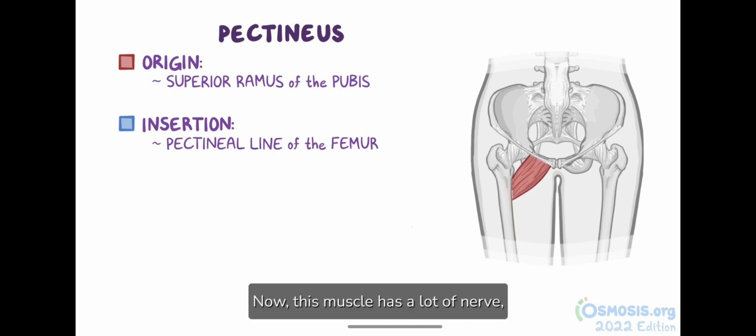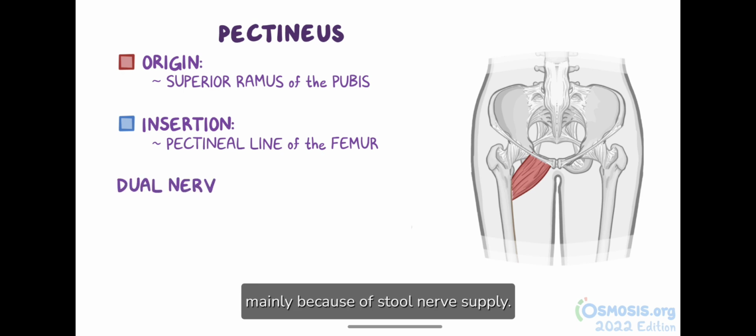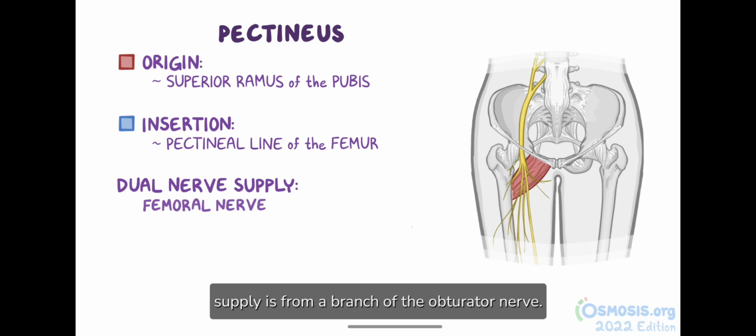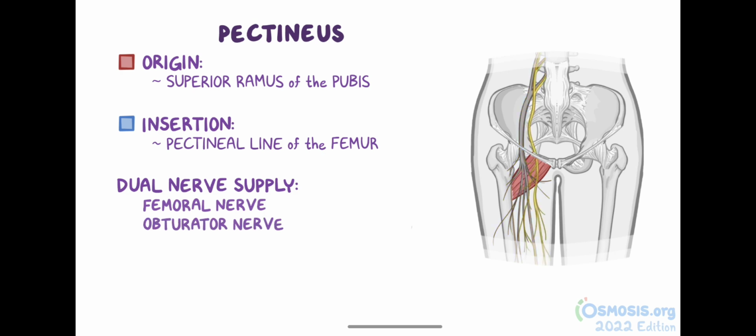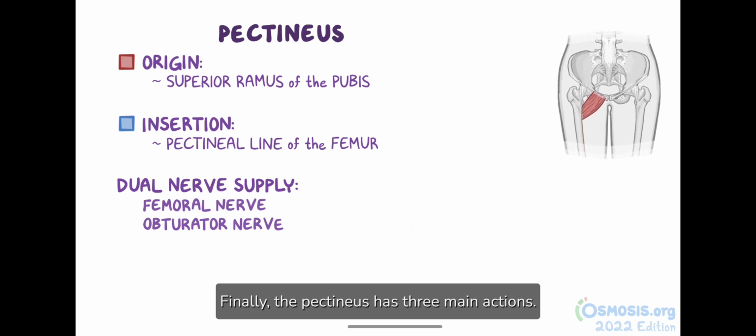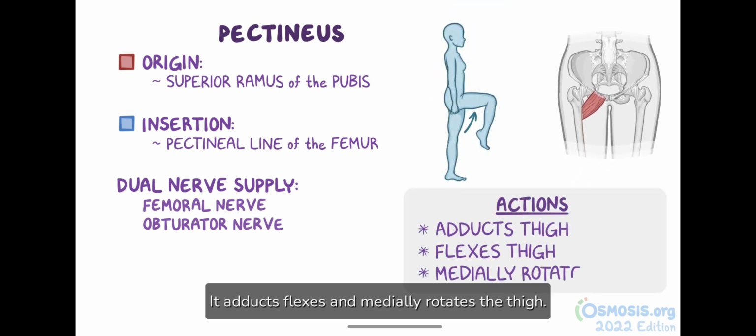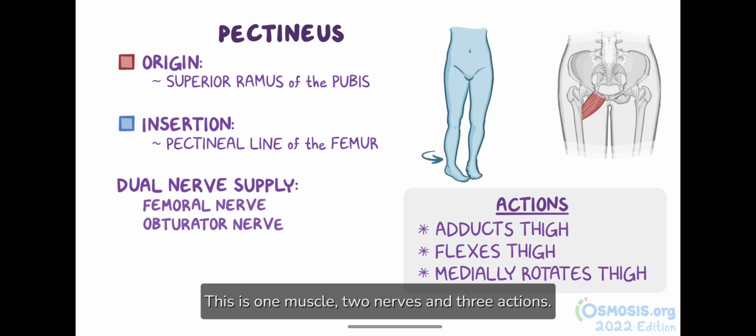Now, this muscle has a lot of nerve, mainly because of its dual nerve supply. One supply is from the femoral nerve, and the second supply is from a branch of the obturator nerve. Finally, the pectineus has three main actions. It adducts, flexes, and medially rotates the thigh. This is one muscle, two nerves, and three actions.